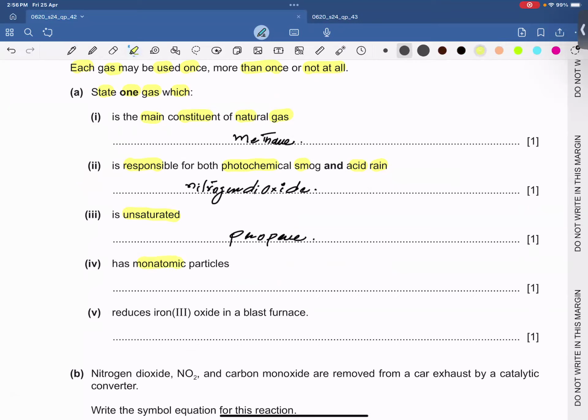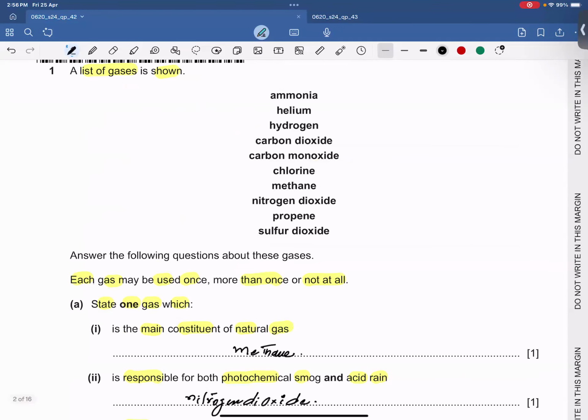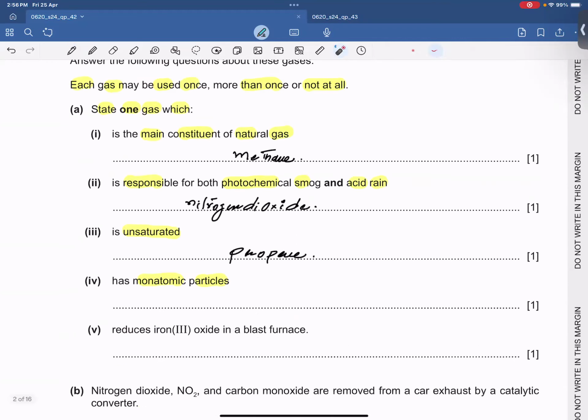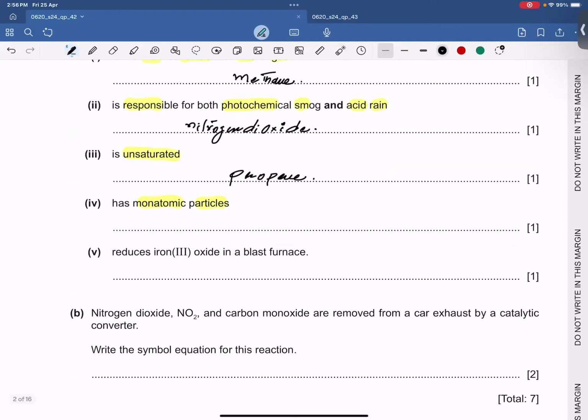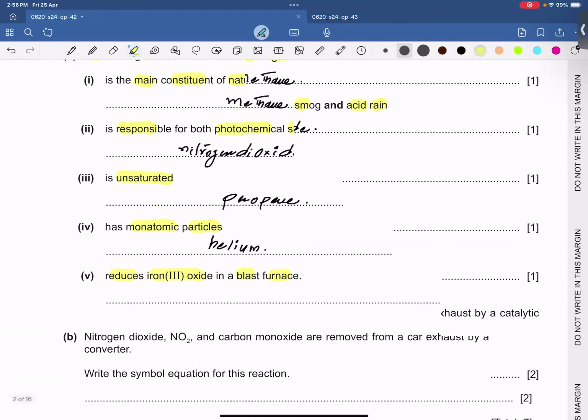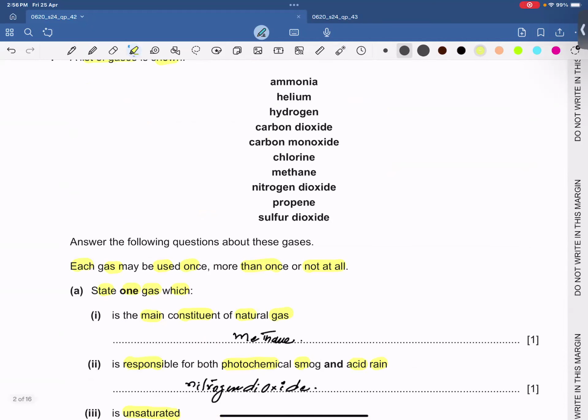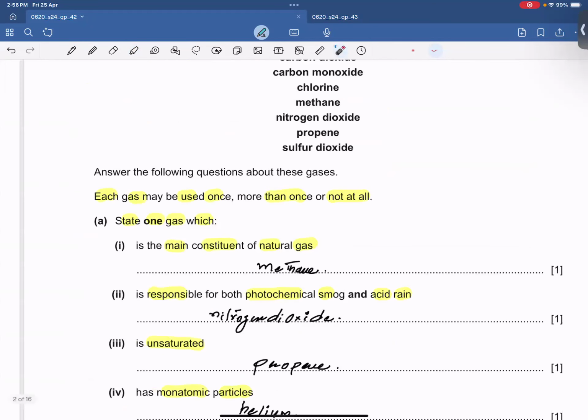Next is monatomic particles. Monatomic particles means consist of one atom. So all noble gases are monatomic. Let me check which noble gas we have. Helium. So helium would be the right answer. Next is reduces iron(III) oxide in the blast furnace. Obviously carbon monoxide. It's given in the list.